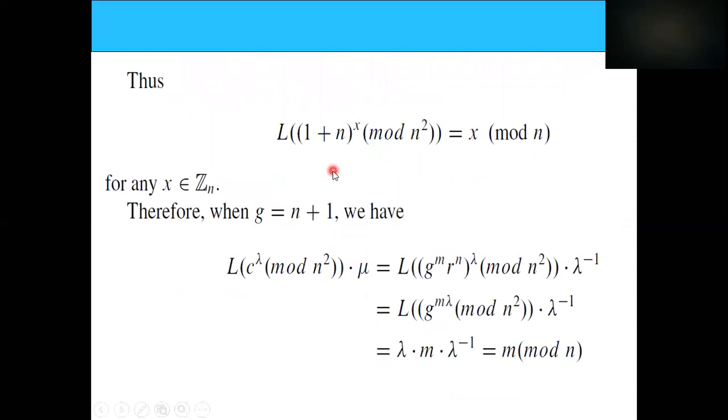So in that case, dear student, if you look over here, L of 1 plus n to the power x mod n square, after taking its mod, is equivalent to x mod n. So G is equivalent to n plus 1, and if you calculate this term, it will be equivalent to lambda times m times lambda inverse, and this is equivalent to m, because lambda and lambda inverse cancel out, and ultimately you are left with m.